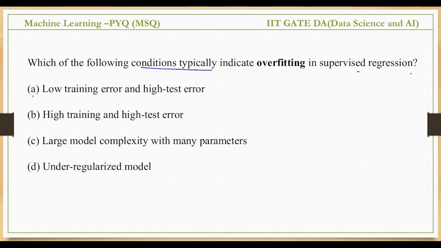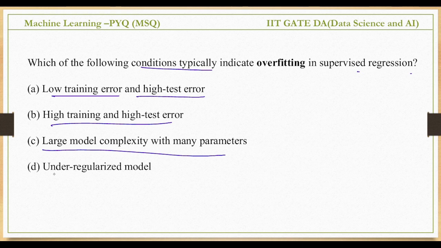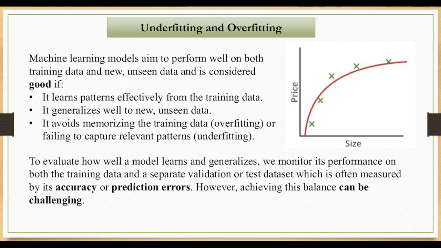The given options here are: low training error and high test error. Next option is high training and high test error. The third option is large model complexity with many parameters. And the last one is an under-regularized model. So before going to answer these options, let us see what overfitting and underfitting are.